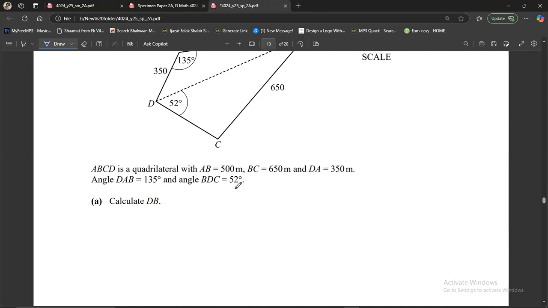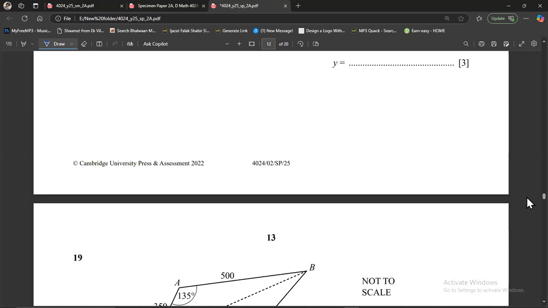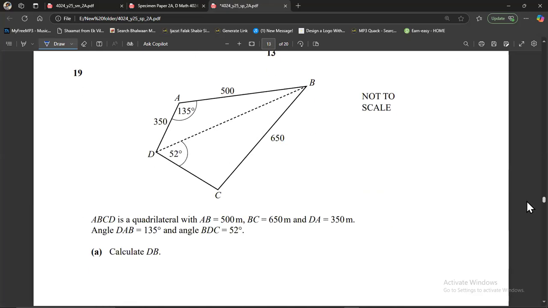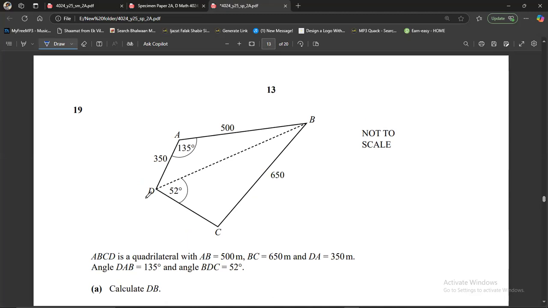So if you look here, it's a very simple question. It's a question on the law of cosine rule that I'm going to use. I want to find out this DB side. I know this side, and I know the angle. So if you know the two sides of a triangle and the included angle, you can find the side opposite to that angle. We can use this cosine rule.